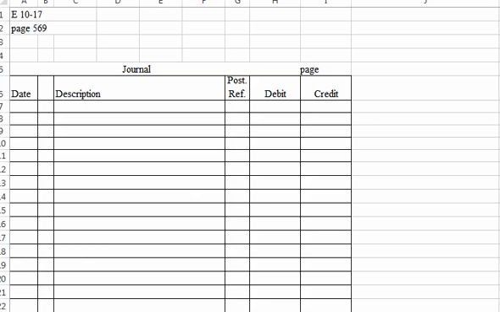Okay, we'll now look at exercise 1017 on page 569. It's a variation of the previous exercise. It says assume the same facts as in exercise 1016, except that the fair value of the old equipment is $170,000 rather than $200,000. Prepare the journal entry to record the exchange.